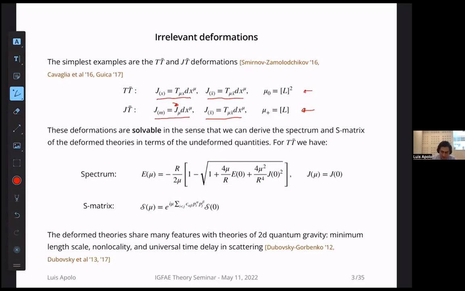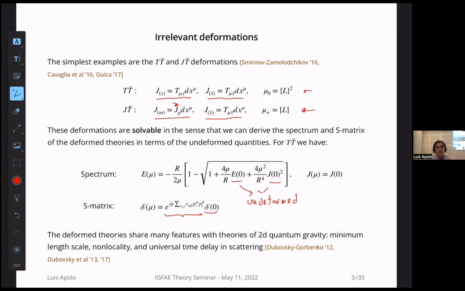So for example, for TTbar, I have written down the energy. Here E0 and J0 are the undeformed quantities. And this square root structure is characteristic of this type of deformations. You also find it for the JTbar deformation, for example. And similarly, you can write the deformed S-matrix in terms of the undeformed one, and you only get an additional phase factor. And something similar happens for the JTbar deformation.